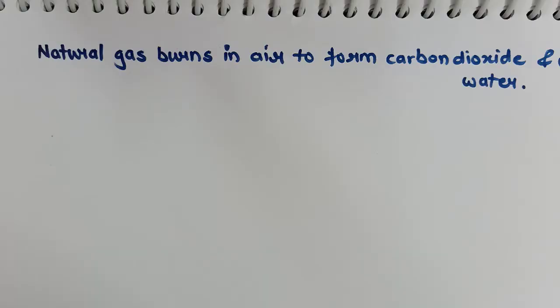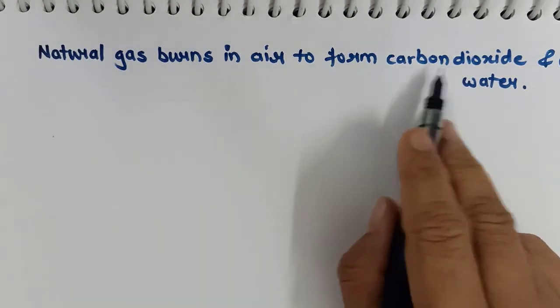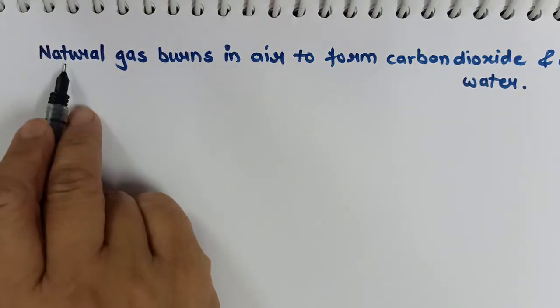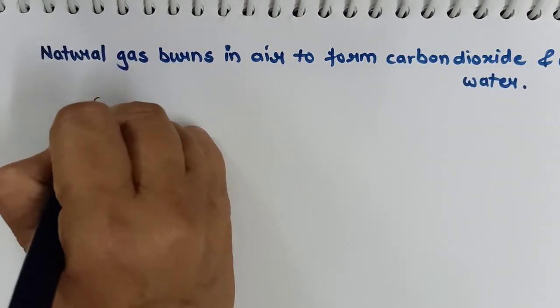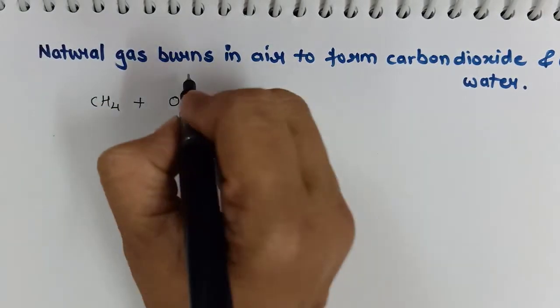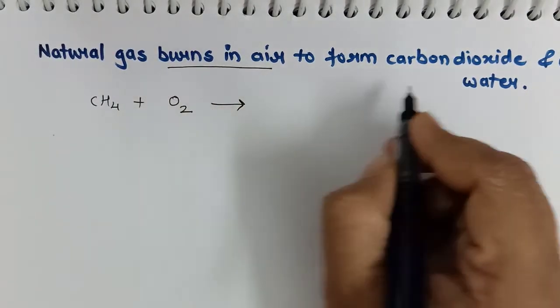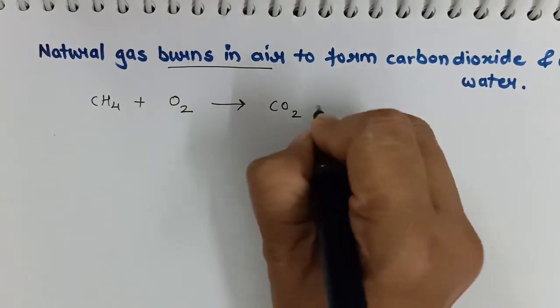for balancing the equation. Sometimes the reaction is not given in a straight format to you, but instead a word equation is given. Let us see how to solve these statements or word equations into a balanced chemical equation. Here is the example. Natural gas burns in air to form carbon dioxide and water. Now here you must be able to click that natural gas means methane. Burns in air, that means the reaction with oxygen.